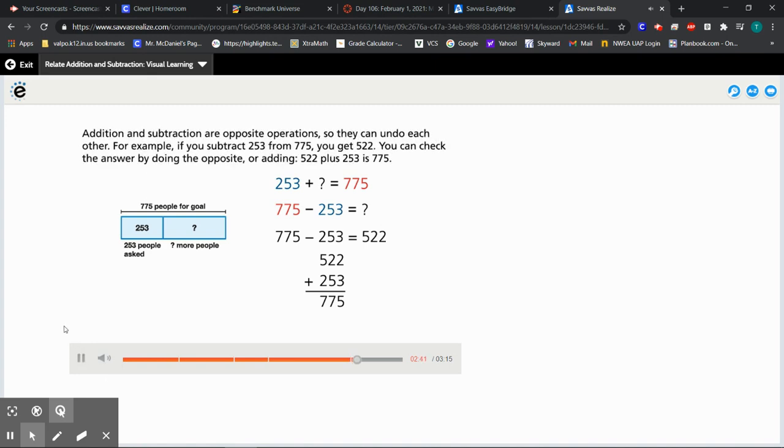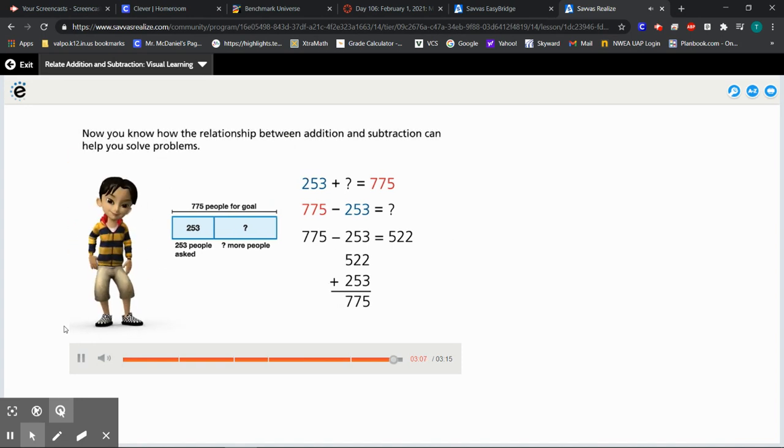Addition and subtraction are opposite operations, so they can undo each other. For example, if you subtract 253 from 775, you get 522. You can check the answer by doing the opposite or adding. 522 plus 253 is 775. Now you know how the relationship between addition and subtraction can help you solve problems.